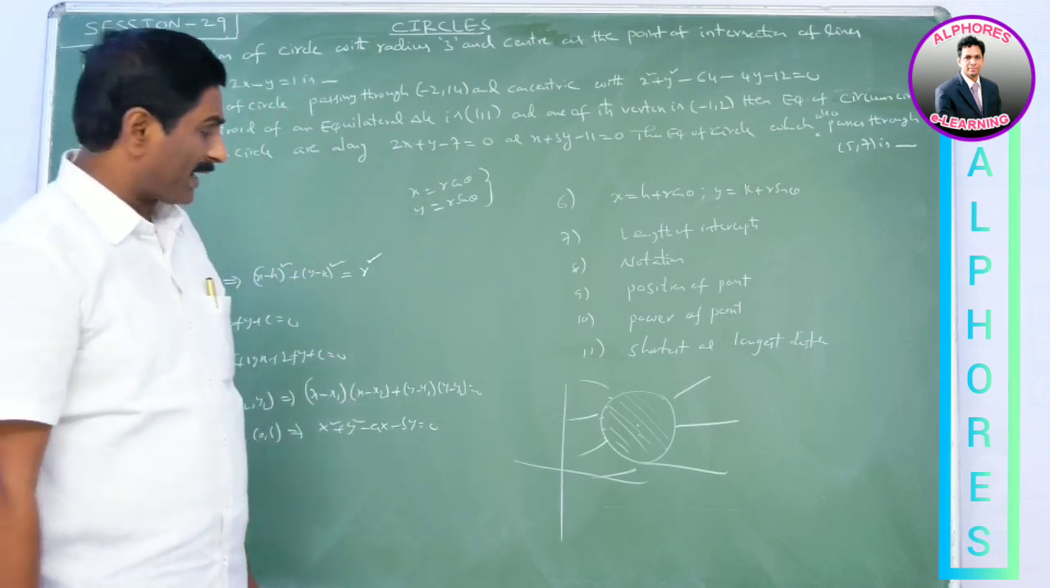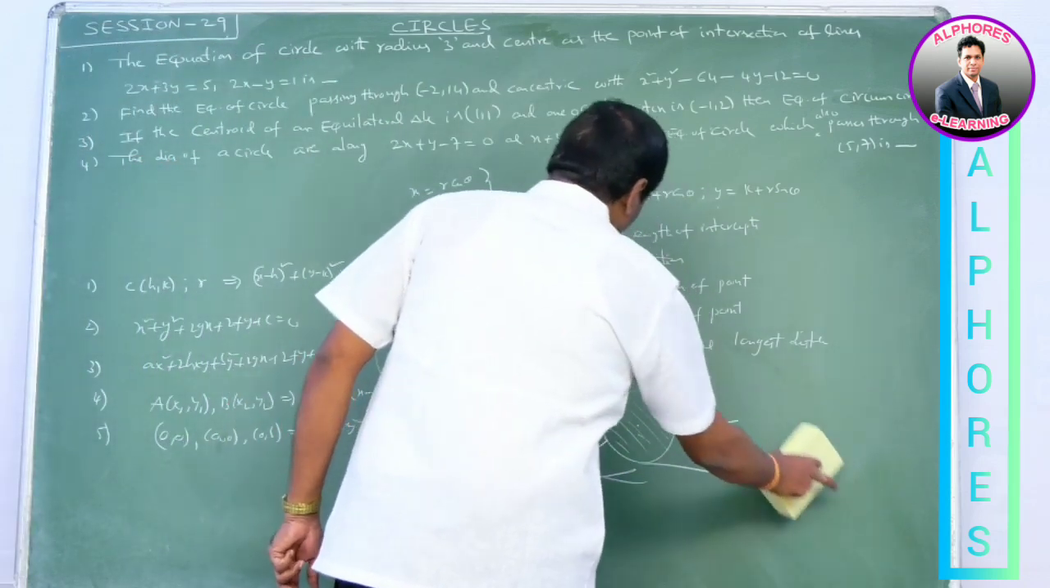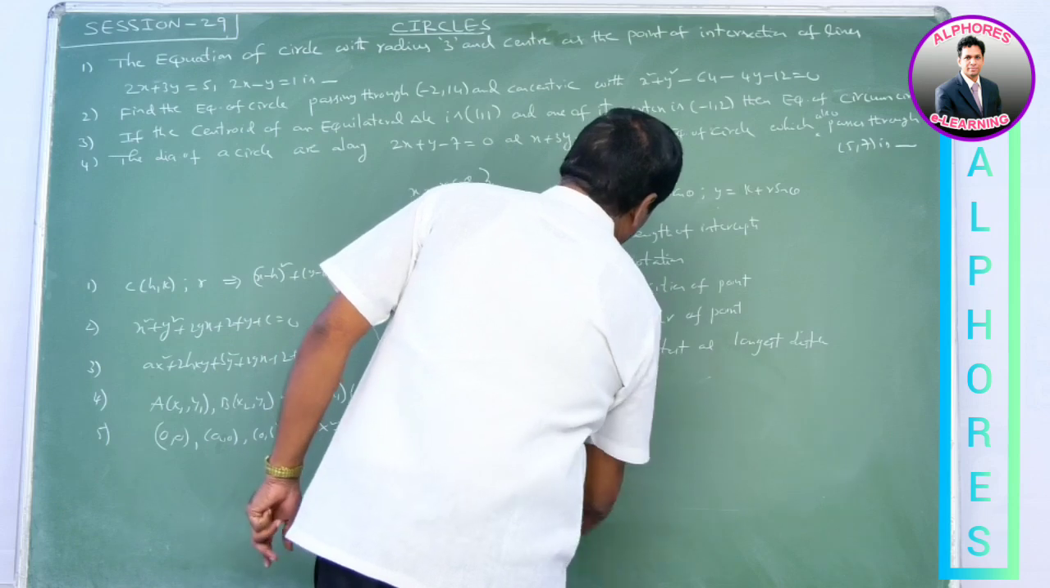S11 is equal to 0, the point lies on the circle; less than 0, interior of the circle; greater than 0, exterior of the circle.